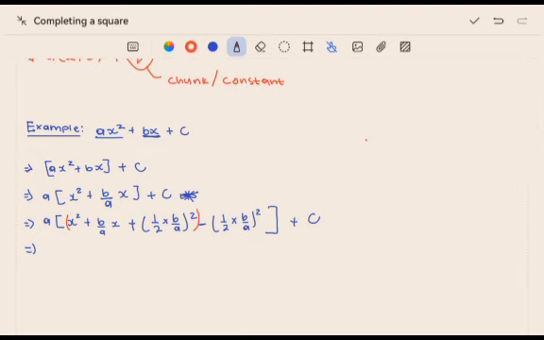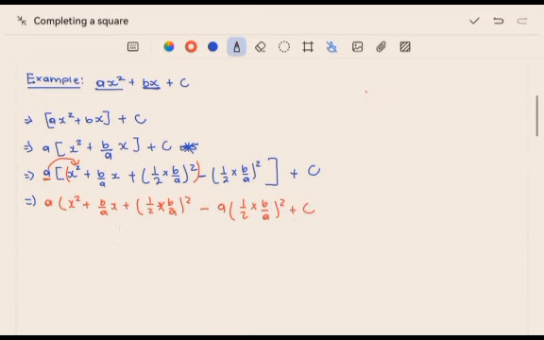So now we are going to multiply this a by the red brackets. We don't do the multiplication individually, we just write it as a whole. So it's a, and then we have x squared plus b over a x plus, and then your half multiplied by b over a squared, and then now you subtract a into half multiplied by b over a squared plus c. Sorry, I left out the bracket here.